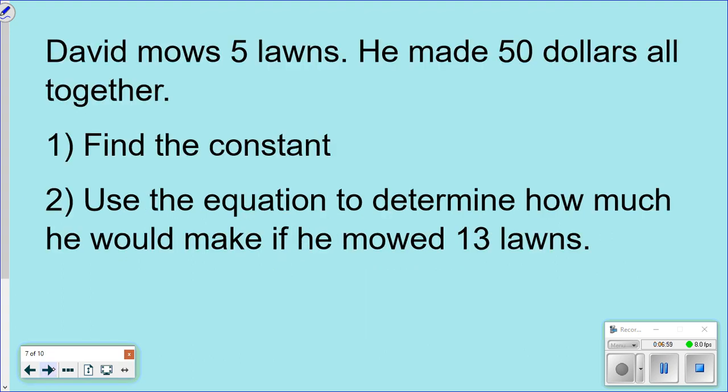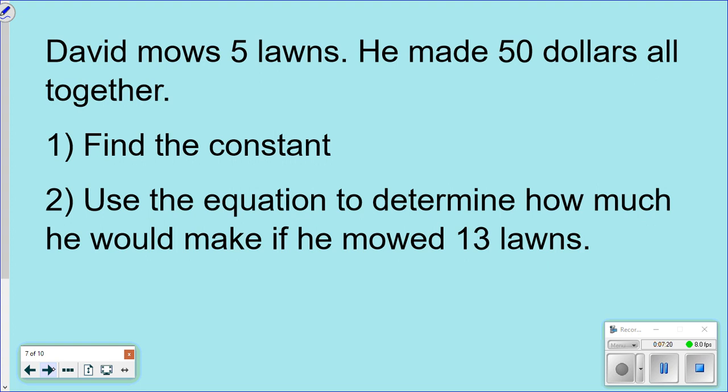All right, so let's do our own. It's going to ask us to make our own chart. It says, David mowed 5 lawns. He made $50 altogether. Find the constant. Use the equation to determine how much he would make if he mowed 13 lawns. Okay, so he mowed 5 lawns. Altogether, he made $50. Well, first of all, I need to know how much he made per lawn.